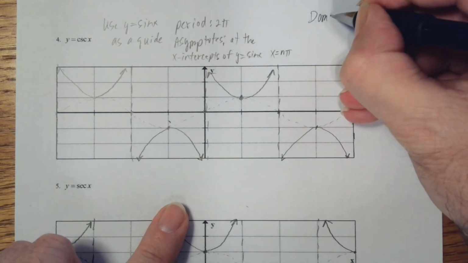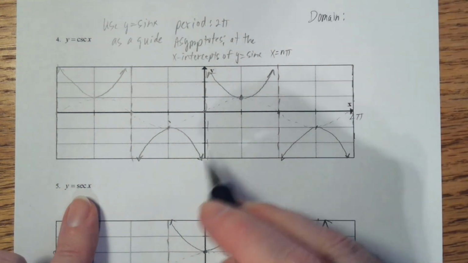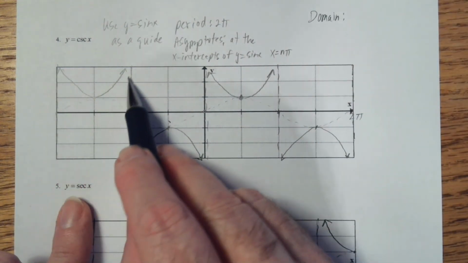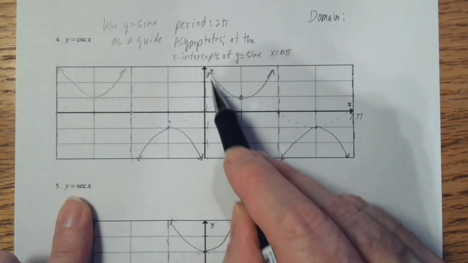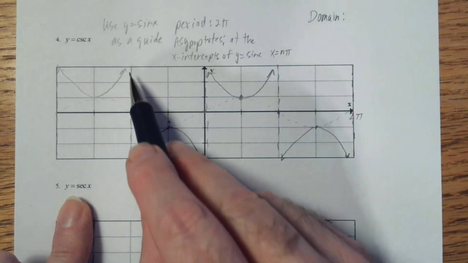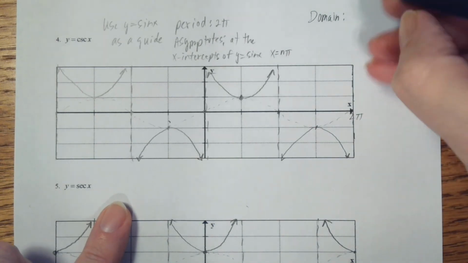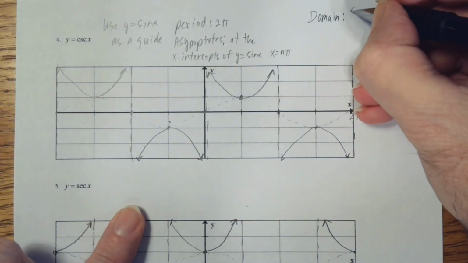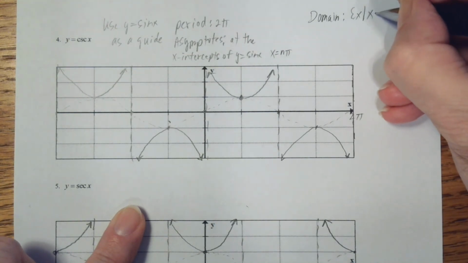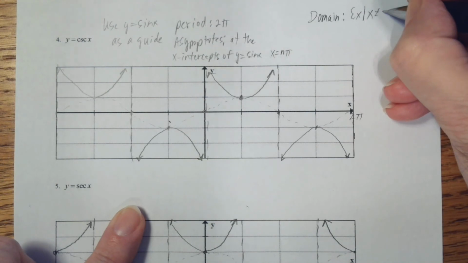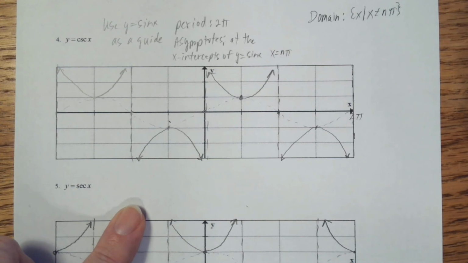Now be careful on the domain here. Again, notice we're hitting all of the x values. If you look at the points on this graph, and then it picks up here, and then it picks up here, and it picks up here, we're hitting everything except for at these asymptotes. And so the way we would write our domain is it's all values x such that x is not equal to one of these multiples of pi. So x does not equal n times pi.